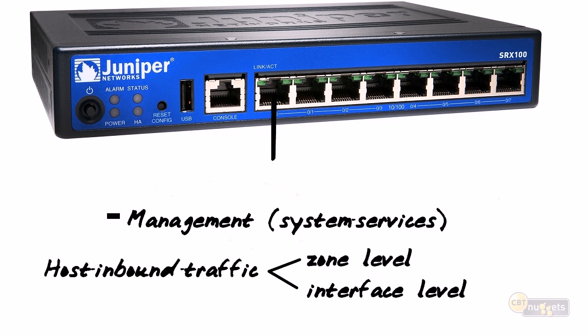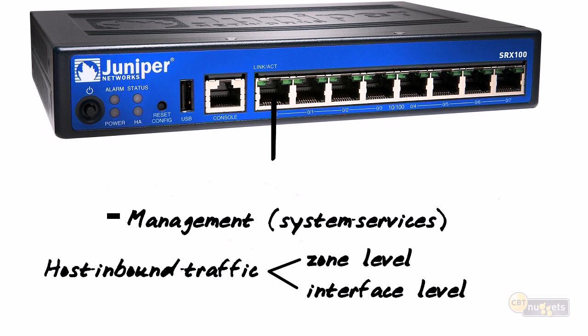Now, host inbound traffic is just what it says. It is traffic inbound to this host for the purposes of management. But what's kind of tricky is you can actually configure host inbound traffic at two different levels, the zone level and the interface level. Okay, well at the zone level, if you do configure our system services, then they're going to affect every interface that's bound to that zone. Yeah, that's right. You can have multiple interfaces bound to a zone. 2 interfaces, 3 interfaces. That's a huge difference, by the way, from that old school classic firewall.